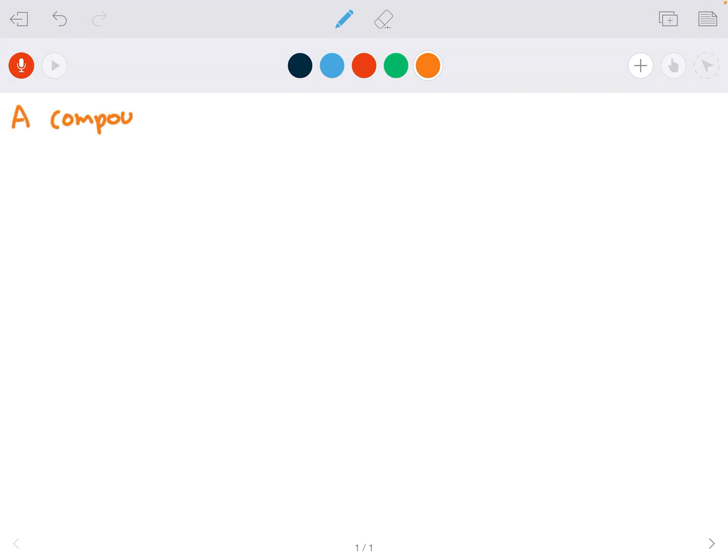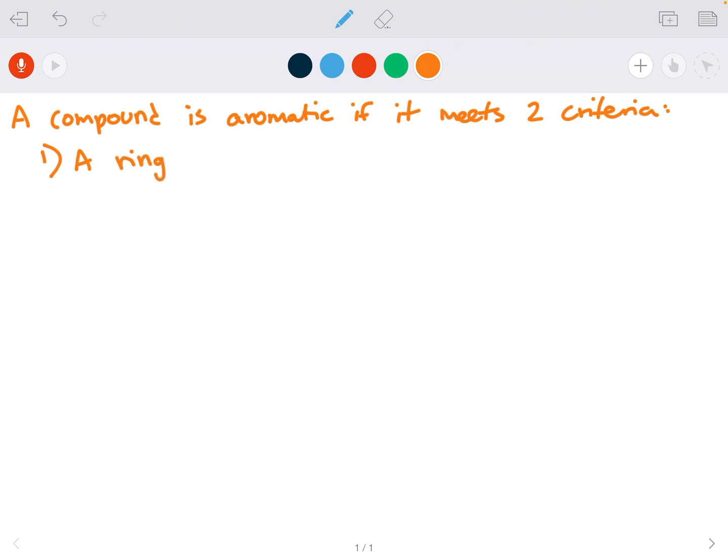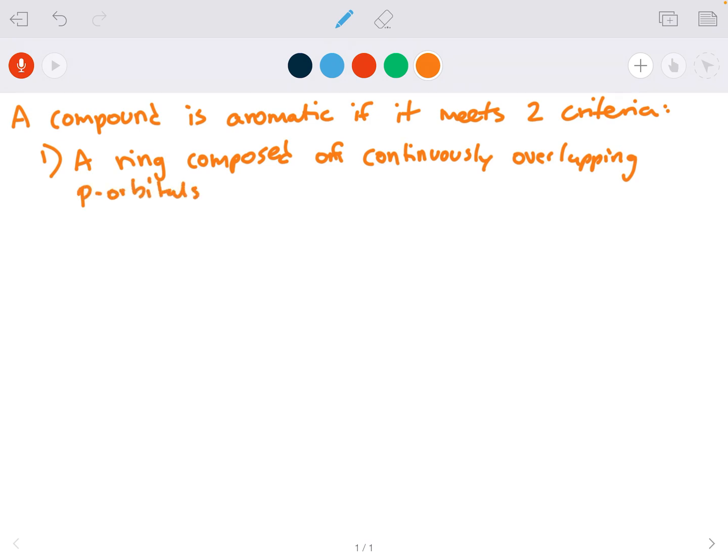So a compound is aromatic if it meets two criteria. One, it has to be a ring composed of continuously overlapping p orbitals. And two, the number of electrons must fulfill 4n plus 2, which we looked at in the other videos. So to have continuously overlapping p orbitals, the ring must be planar.